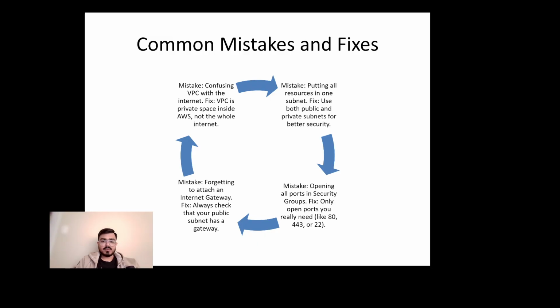Let's see another mistake: opening all ports in security groups. Fix: only open the ports you need, like 80 for websites, 22 for SSH. Let's see one more mistake: forgetting to add an internet gateway. Always attach one if your resources need internet access. Mistake: thinking a VPC is the whole internet. How can you fix it? Remember, a VPC is your own private cloud inside AWS.